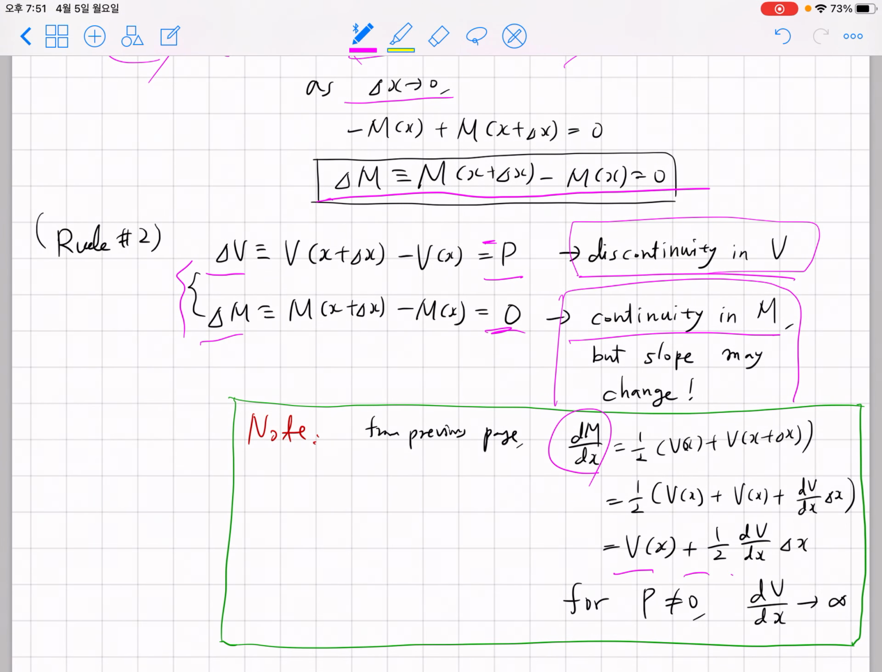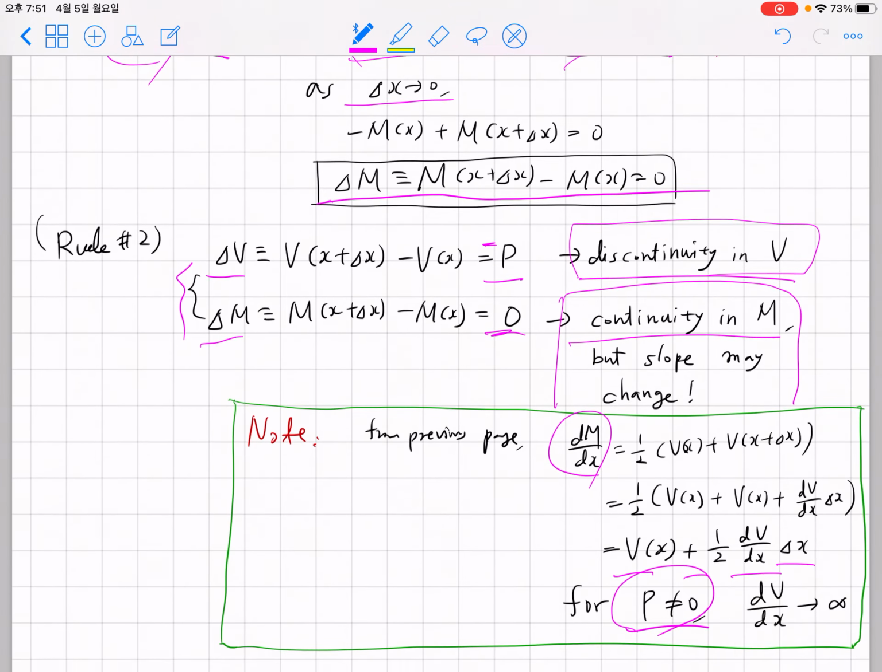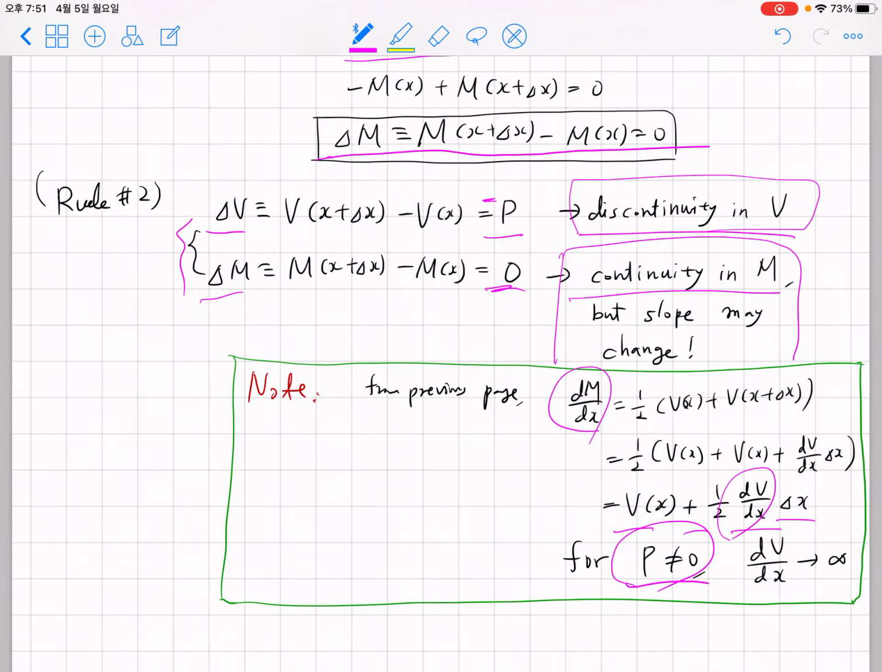you're going to realize that dM/dx must be equal to V(x) plus half dV/dx times Δx. What you can realize is when P is non-zero, because P is non-zero, you're going to have a sudden discontinuity in V. Because of this sudden discontinuity in V, you're going to have infinite slope in dV/dx.